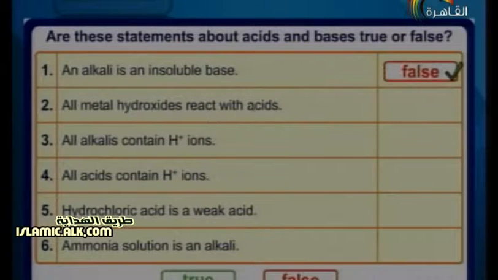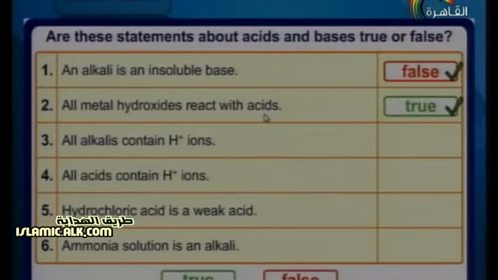Metal hydroxide reacts with acid, right? It's true. Why? Because we have metal hydroxides like sodium hydroxide, potassium hydroxide, and copper hydroxide. Any one of the hydroxides reacts with acids like HCl, H2SO4, HNO3 to make salt and water.